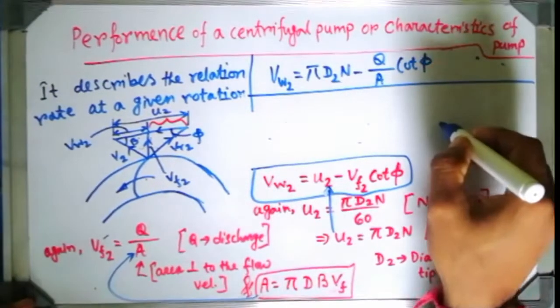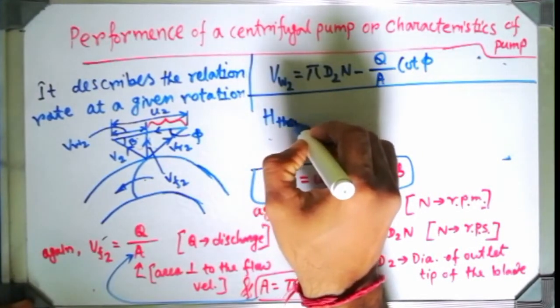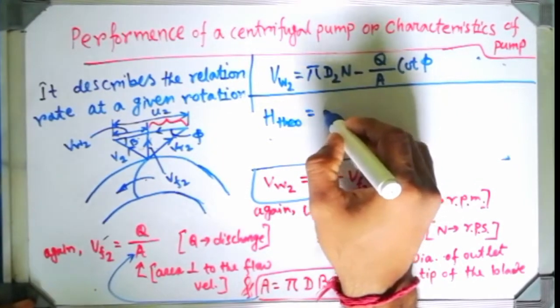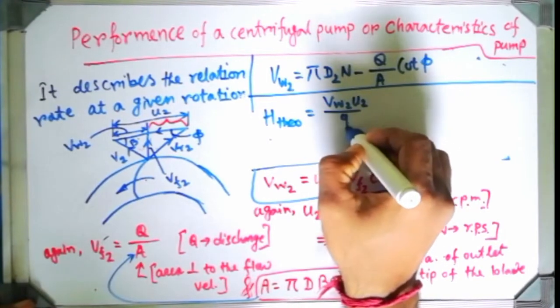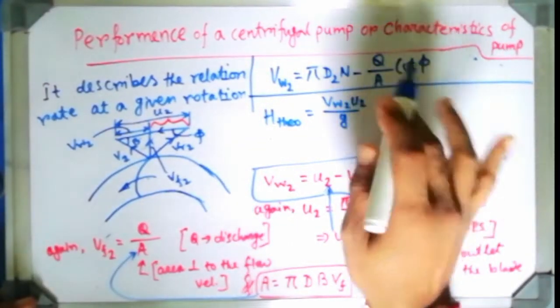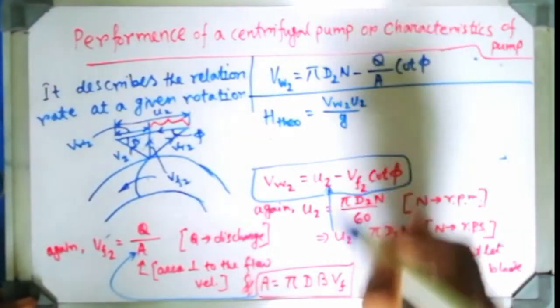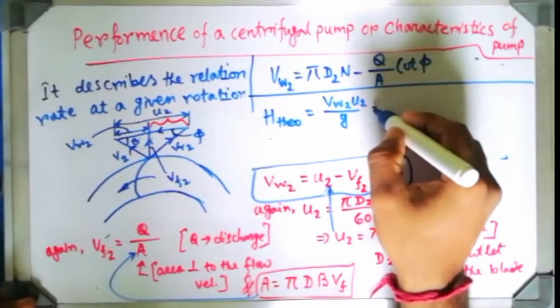Just some time before I have written H theoretical. H theoretical, I have written, is vw2 u2 by g. That expression I have written when there is no slip. Now replace this vw2 term over here. If I replace it, then what will I get?